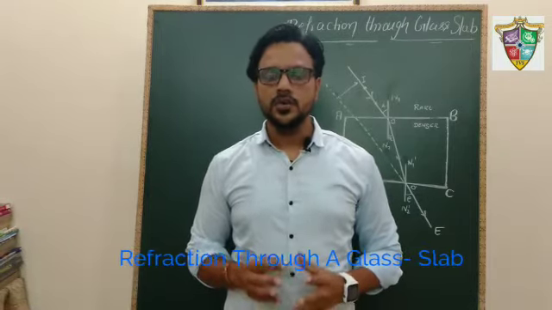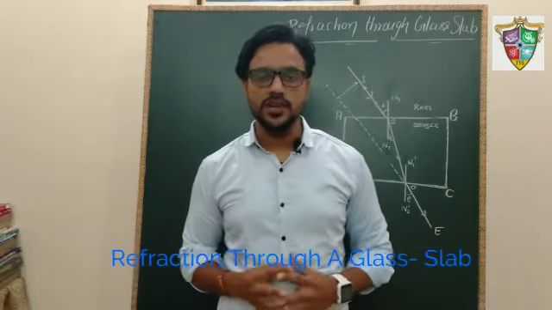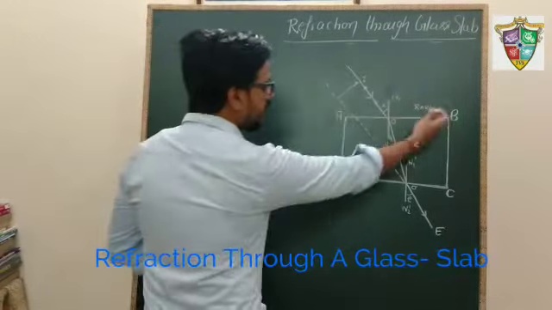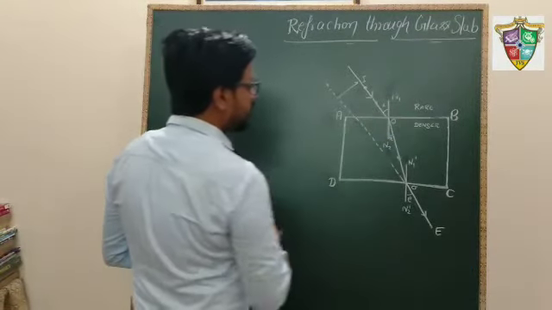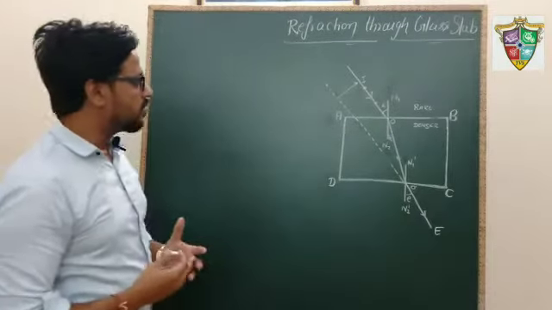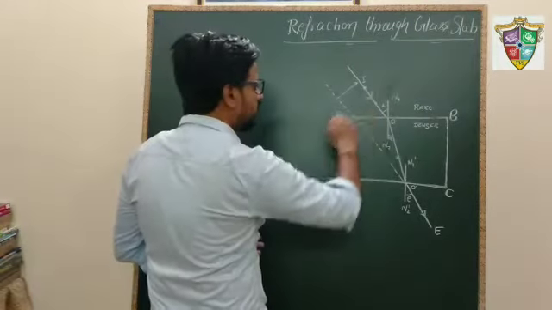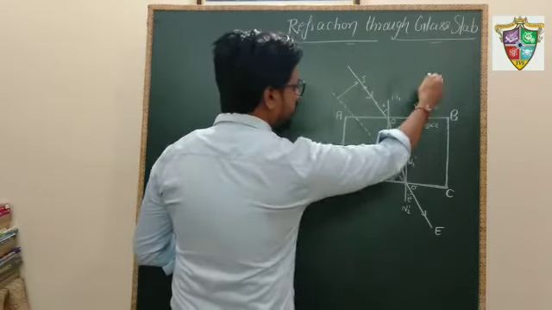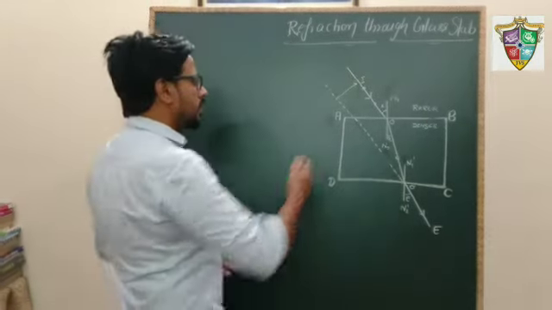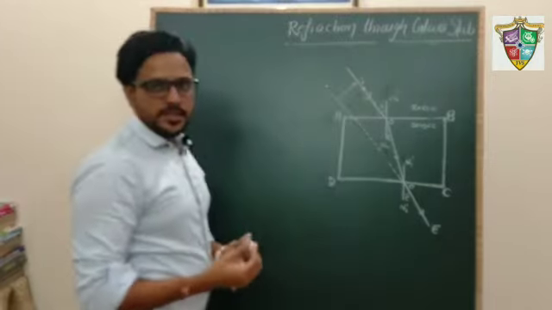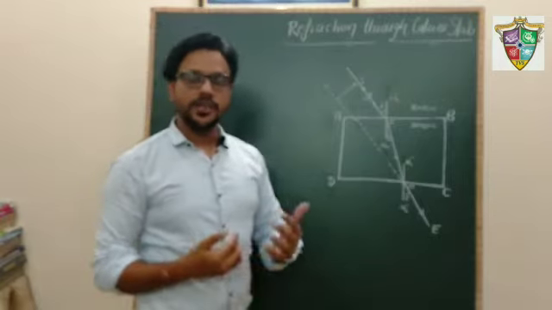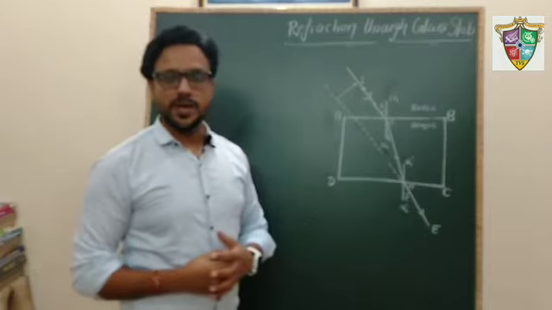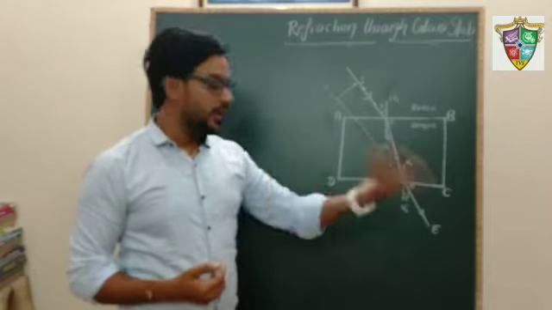Today we will discuss how refraction takes place in case of a glass slab. Here you can see this is a rectangular glass slab ABCD. When a ray of light strikes obliquely on the surface AB of the glass slab from the rarer medium to the denser medium, its path changes. So we know refraction is the phenomenon of light when it is deviated from its actual path when it goes from one medium to another.